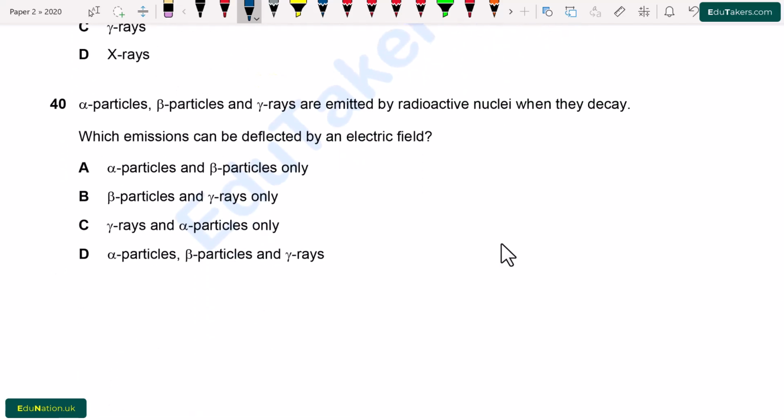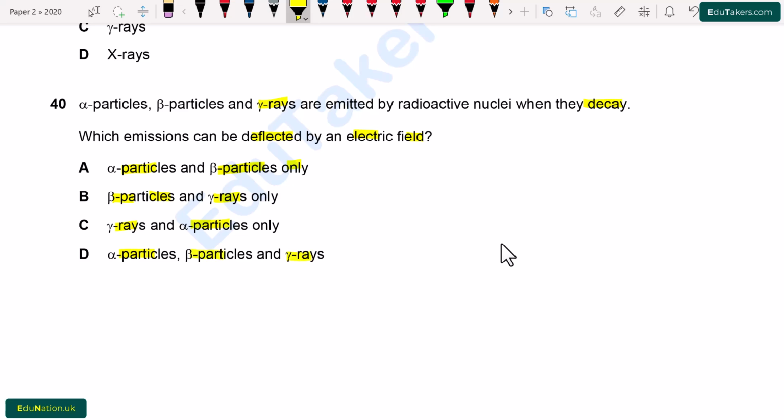Question number 40. Alpha particles, beta particles and gamma rays are emitted by radioactive nuclei when they decay. Which emissions can be deflected by an electric field? So which one of the following emissions can be deflected by the electric field? Option A, alpha particles and beta particles only. B, beta particles and gamma rays only. C, gamma rays and alpha particles only. D, alpha particles, beta particles and gamma rays.